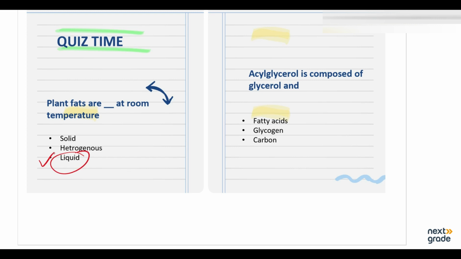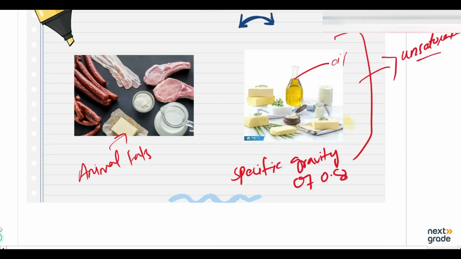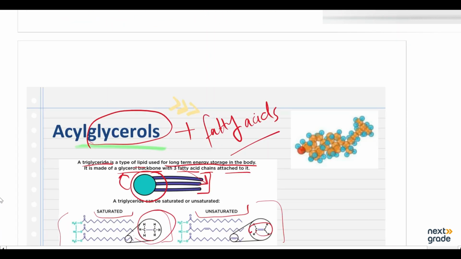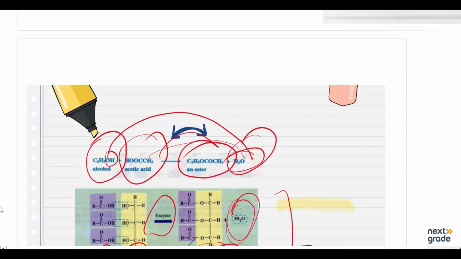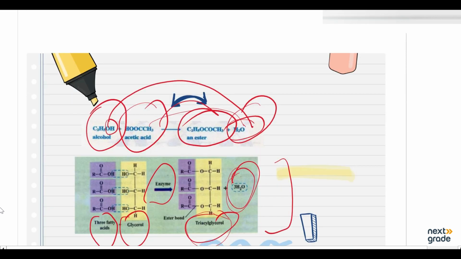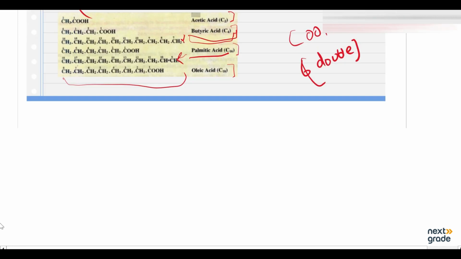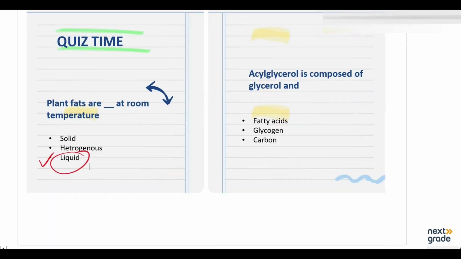Acylglycerol is composed of glycerol and what? Fatty acid, glycogen, or carbon. If we move a little back to our first slides, it is composed of glycerol and fatty acid. So here the correct answer is fatty acid.